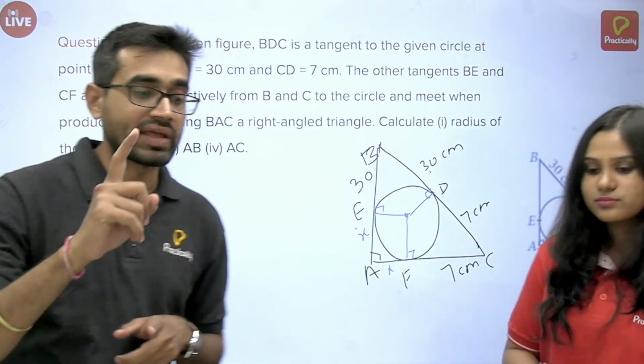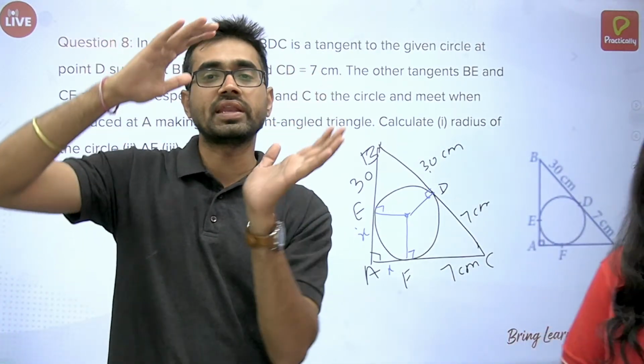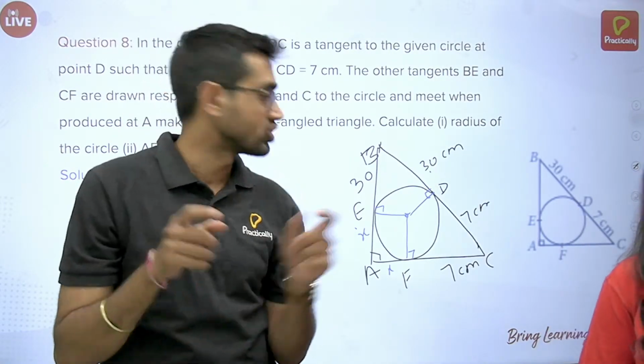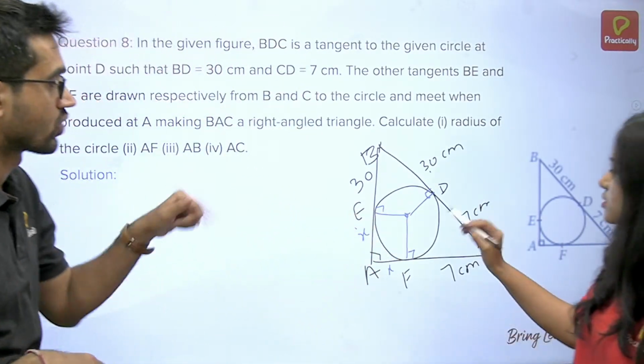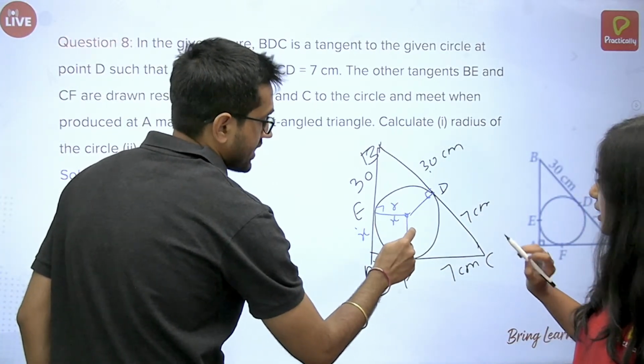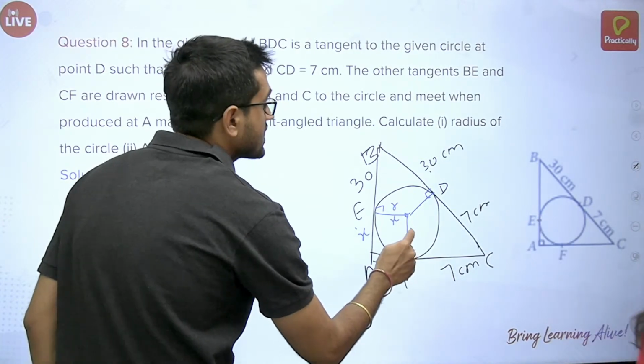In a rectangle, what happens? Opposite sides are equal. But in a square, adjacent sides become equal, then all sides will become equal. So it's not a rectangle, it's a square. The reason is that these two are both radius, so for the initial case they are radius.